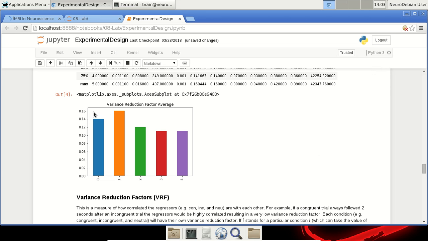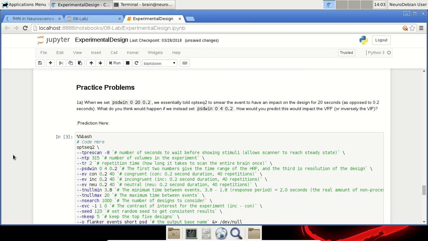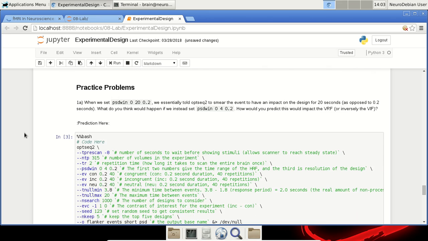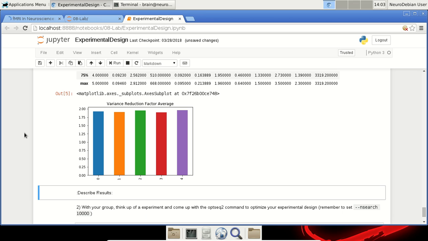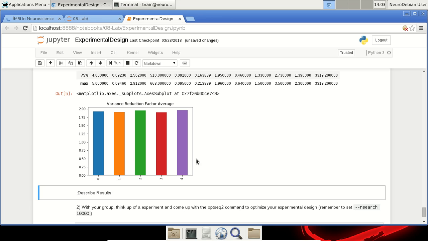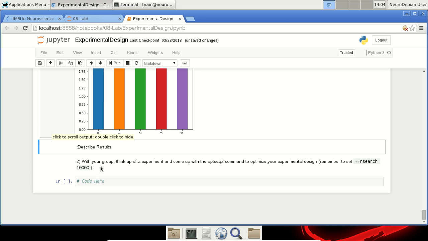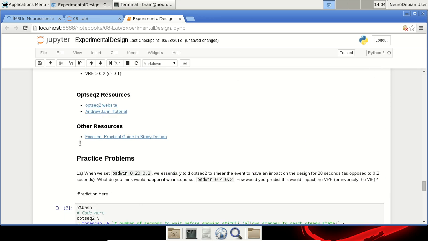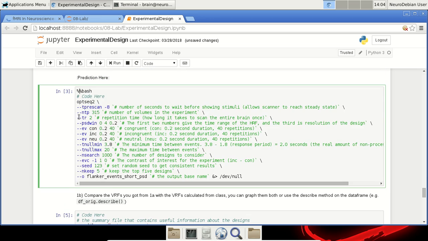Oh wow, yep, so it's a lot larger when we shorten up the PSD window, because the collinearity between the regressors is so much reduced when we assume that the BOLD response resolves itself in 4 seconds versus 20, which shouldn't be biologically plausible. So this is just an exercise in understanding the variance reduction factor. Same with number 2, we'll just think up a different experiment. So again, you could write down, we can copy this stuff again.